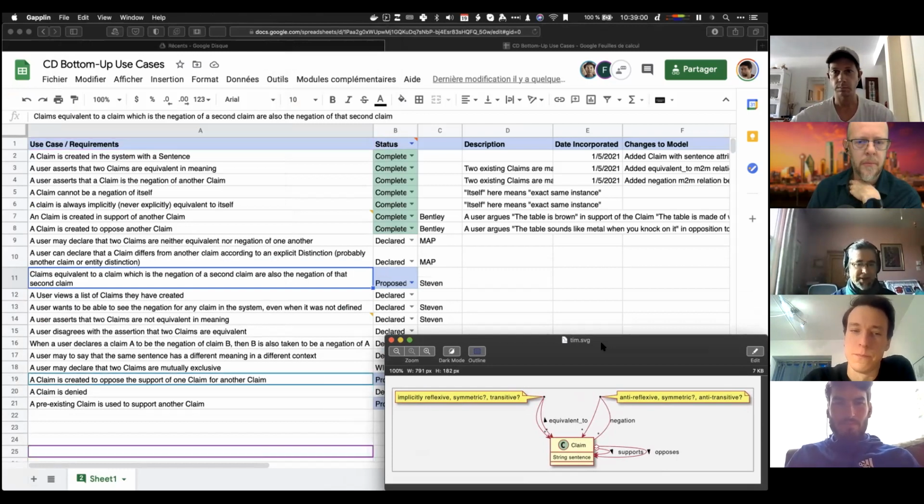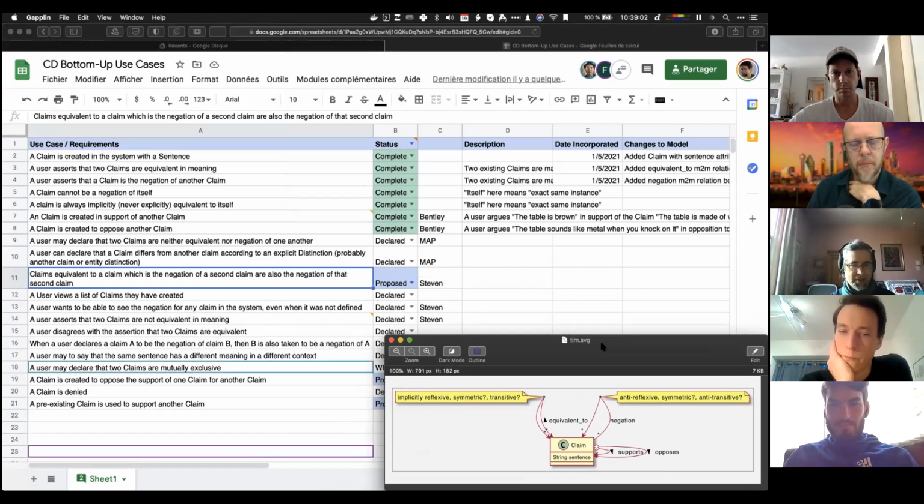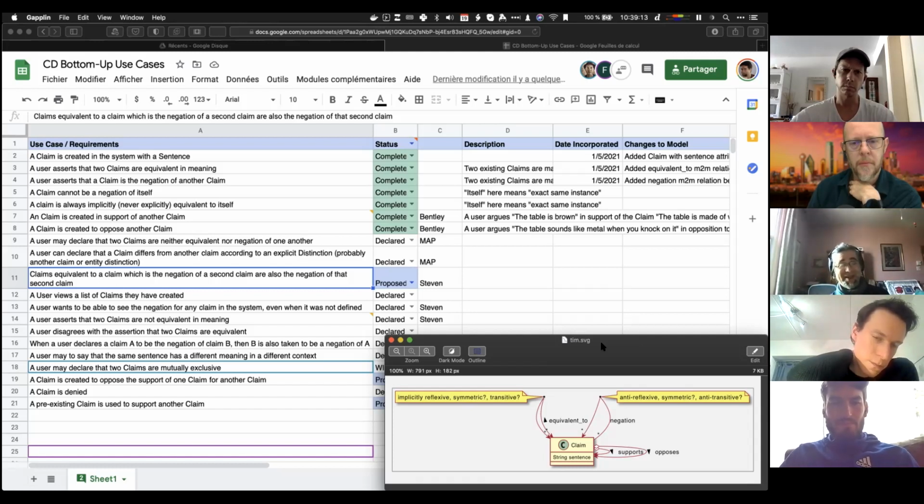And there's another case there, which is that double negation is equivalent to equivalence. Double negation entails equivalence, if we believe in the excluded middle. I don't know if we want that.